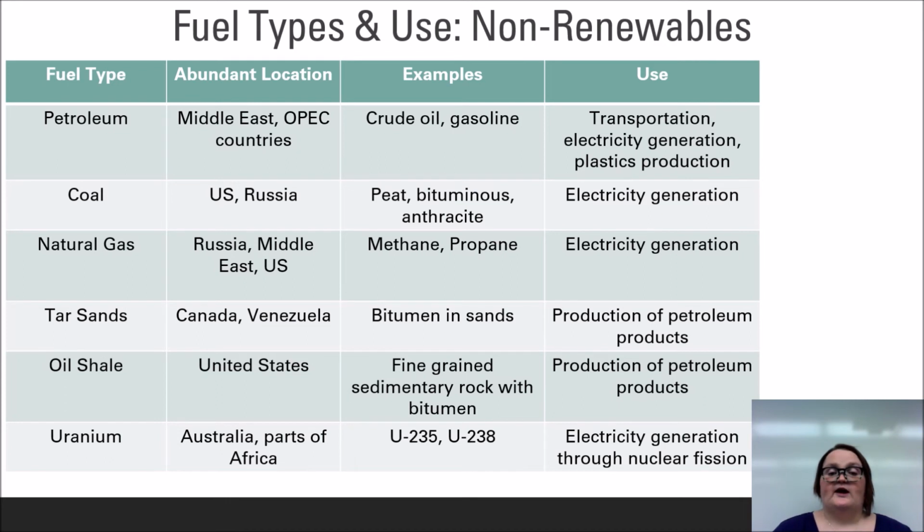Lastly, we have uranium, which is found in its highest natural abundance in the Australian outback. Naturally occurring isotopes include uranium-235, which is the most common component used in nuclear power, and uranium-238. Uranium is used exclusively in civilian purposes for electricity generation.